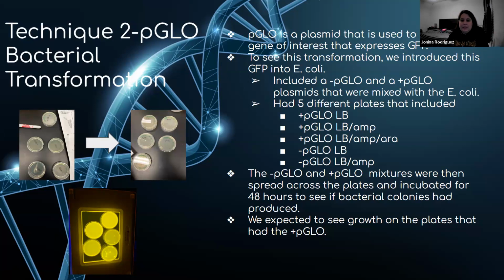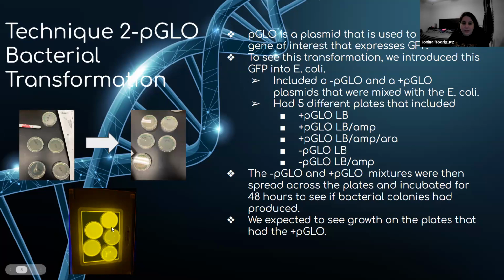So we expected to see growth on the plates that had the positive P-glow with the LB and the AMP, and the LB and the AMP ARA. So as you can see in this picture right here, which is really cool to see, everybody's was different. You can see that the LB amp ara has the most bacterial colonies because you have the ampicillin, plus you have the sugar that's also helping amplify these bacterial colonies. And then you can see the LB amp has some colonies, but not as many as the LB amp ara.